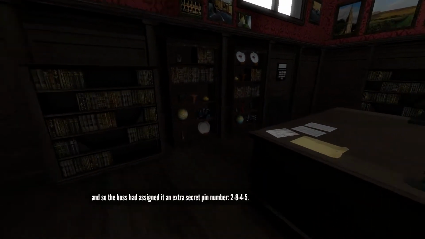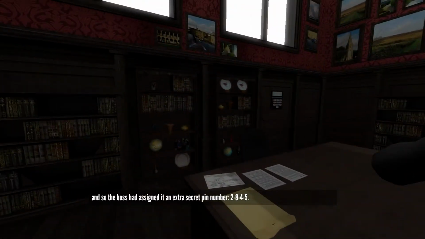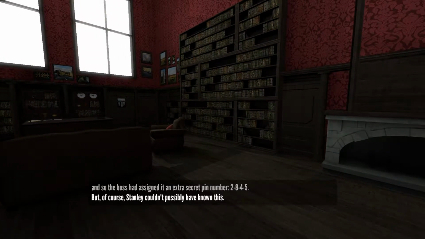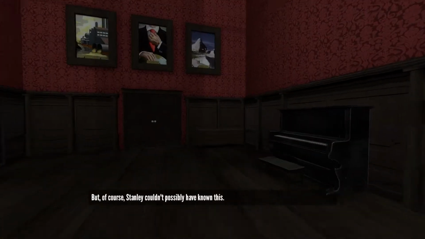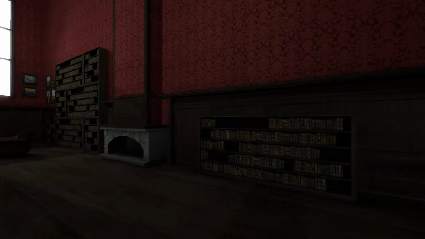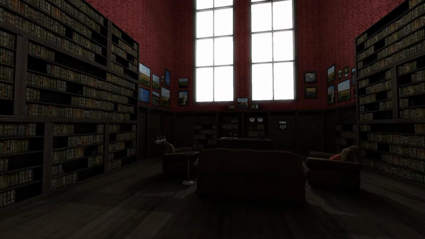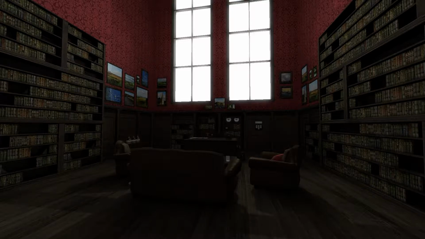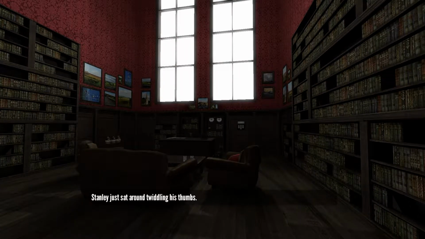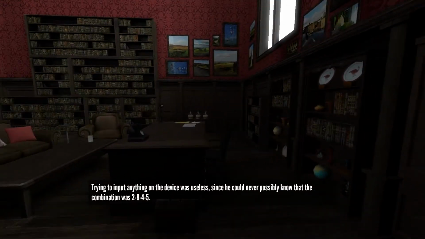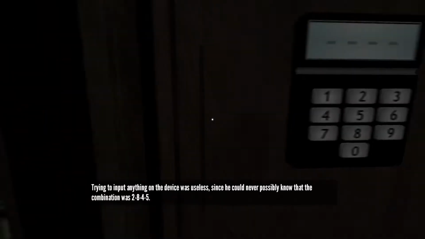And so the boss had assigned it an extra secret PIN number. 2845. Stanley couldn't possibly have known this. Nope. Let me out! Nope. It's too bad Stanley did not know this. He just has to sit around and do nothing because he does not know his boss's PIN. Stanley just sat around twiddling his thumbs. Trying to input anything on the device was useless, since he could never possibly know that the combination was 2845. Nope.